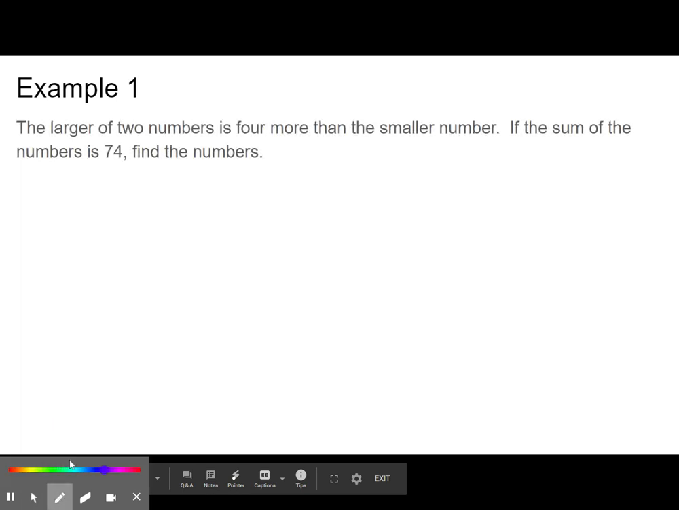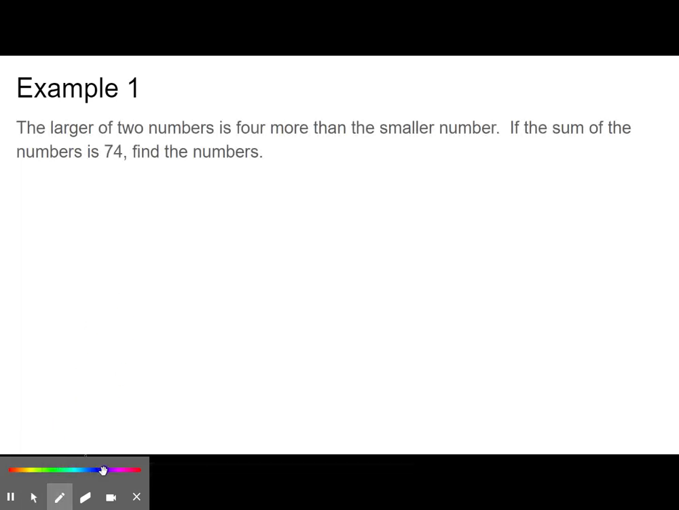So, example one. This is something I've always done, I'm in the habit of doing it, and I will do it forever and ever: I'm going to underline and identify stuff as I read. So the larger of two numbers is 4 more than the smaller number. If the sum of the numbers is 74, find the numbers. All right, I meant to underline is. Okay, so we're looking for the numbers.